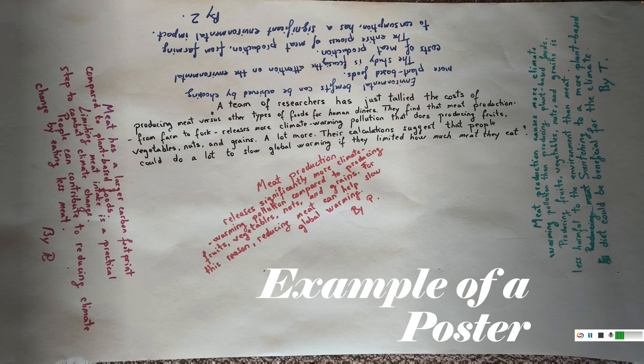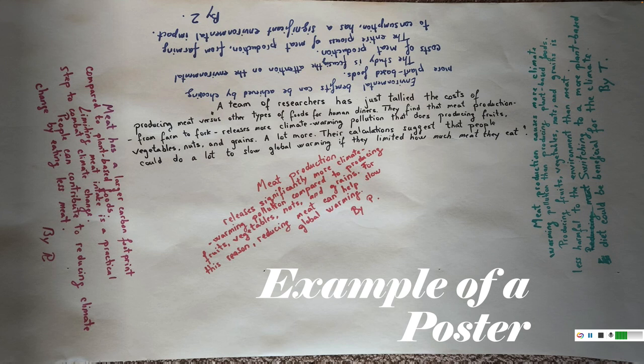One of the students wrote, meat production releases significantly more climate warming pollution compared to producing fruits, vegetables, nuts, and grains. Therefore, reducing meat consumption can help slow global warming. Another student wrote, meat has a large carbon footprint compared to plant-based foods. Limiting meat intake is a practical step to combat climate change. People can contribute to reducing climate change by eating less meat.